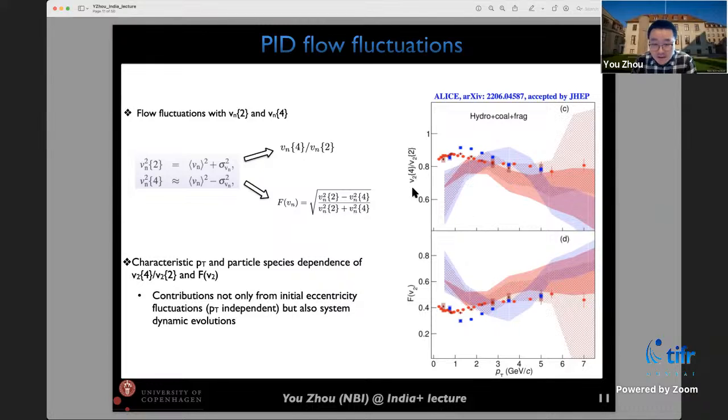It's the same in V24 divided by V22, or in FV2, the relative flow fluctuation, which just tells you that the flow fluctuation in the final state receives contributions not only from the initial eccentricity fluctuation, but is also modified by the system's dynamic evolution, which gives you a non-trivial pT dependence and PID dependence. For details, you can also read this paper, which has been accepted by JHEP.